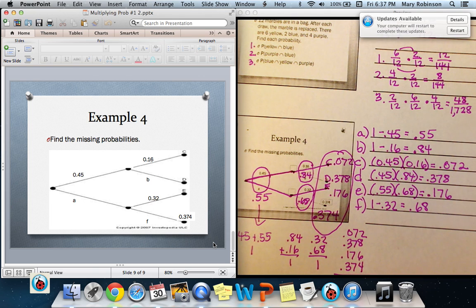And that concludes our lesson. So please remember that for the multiplication rule, we simply multiply the probabilities of each simple event to find the probability of a compound event.